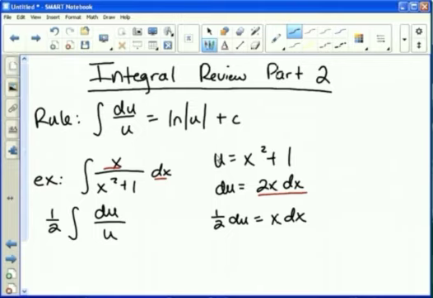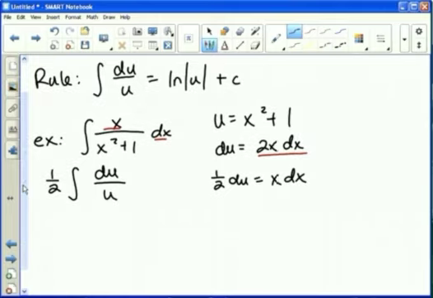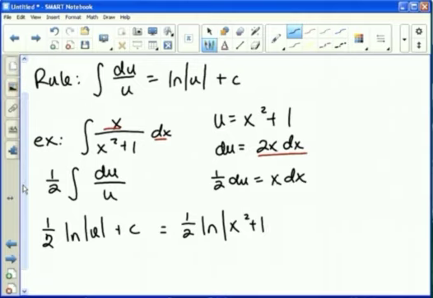Now make sure if you see du over u, it's exactly du over u. If you see du over u squared, or du over the square root of u, then you just bring that thing up and you add 1 to the exponent, divide by that number. It's only if it's du over u that you use the natural log rule. So we know this will become 1/2 times the natural log of the absolute value of u plus c. So that's 1/2 natural log of the absolute value of x squared plus 1 plus c.